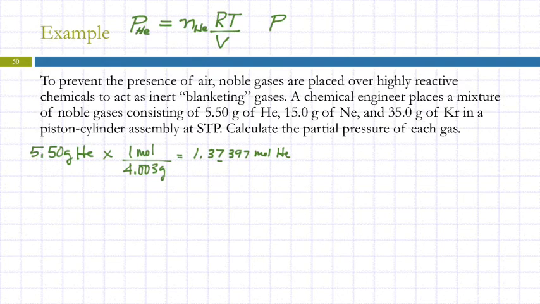So the total pressure is going to be equal to the pressure of the helium plus the pressure of the neon plus the pressure of the argon. And we know that that's 1 atmosphere because it said at STP.